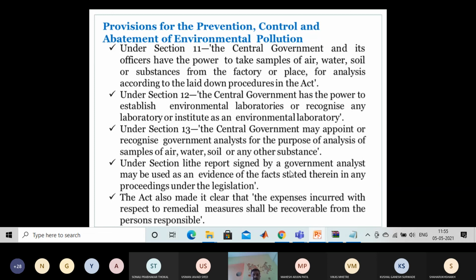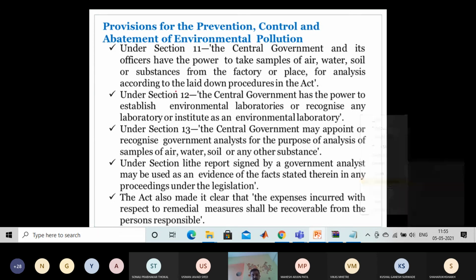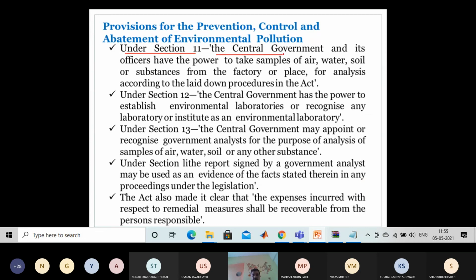Then under section 11, the central government and its officers have the power to take samples of air, water, soil, or substances from the factory or place for analysis. Means they can go and take the sample for further analysis. Section 12, the central government has the power to establish environmental laboratories, and recognize any laboratory or institute as an environmental laboratory. Means the central government has the power to establish a laboratory, or use any available laboratory, giving it the authority to perform the analysis.